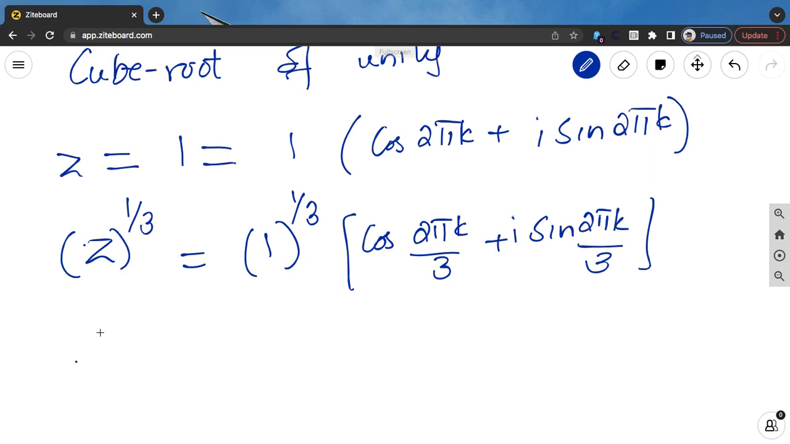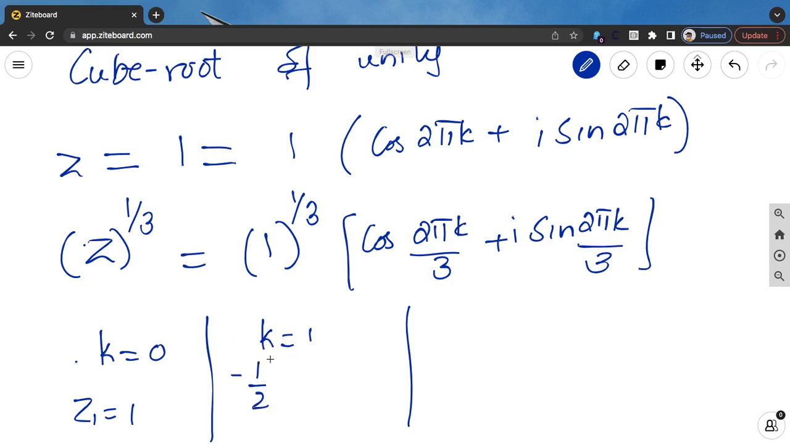Now let me substitute k as 0. When k is 0, cos of 0 is 1, sine of 0 is 0, so I get the answer as 1, the first cube root. I substitute k as 1, I get cos of 2 pi by 3. 2 pi by 3 means 120 degrees. So cos of 2 pi by 3 is minus half. Sine of 2 pi by 3 is root 3 by 2. So this is my second root of unity.